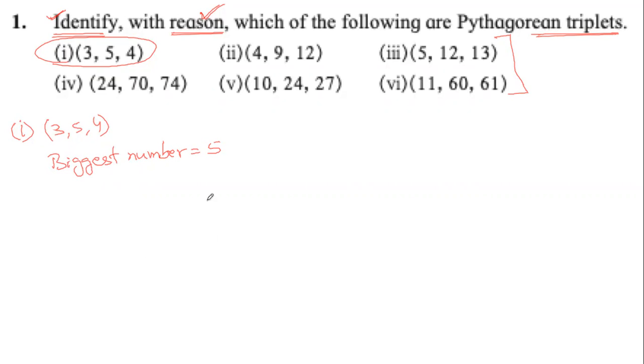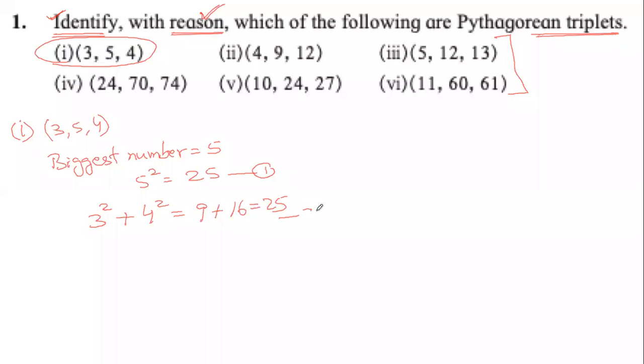Then we have to find the square of this number. So 5 square equals 5 into 5 equals 25. This is the first part. For the second part, we will take the sum of the squares of the other two, that is 3 square plus 4 square. If you remember the squares till 30, this question will be very easy. If you don't remember, you will have to calculate the squares roughly. So 3 square is 9, 4 square is 16, which comes to 25.